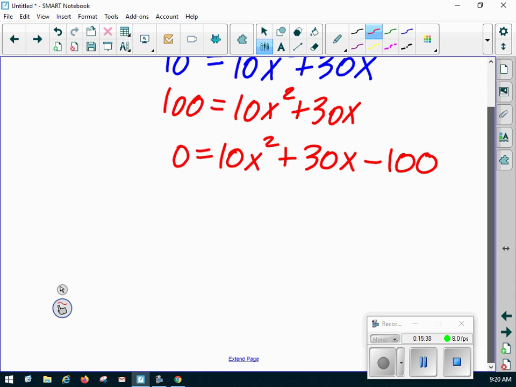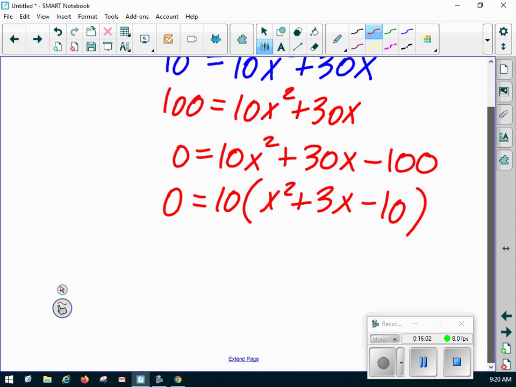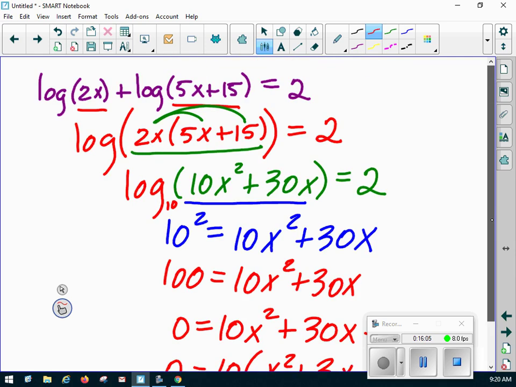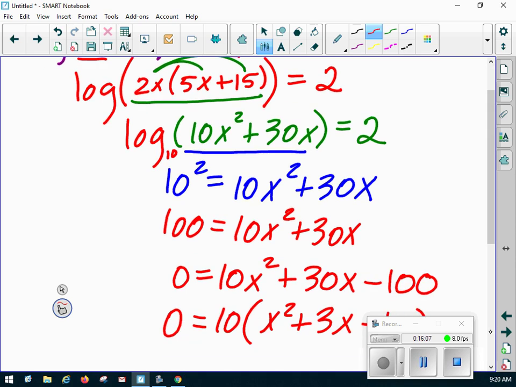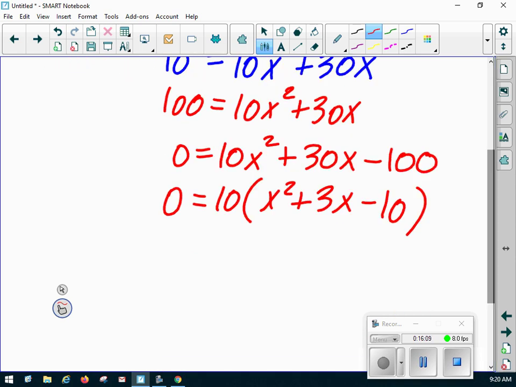I loved factoring. What's the first thing you look for when you factor? Greatest common factor. There's a 10. So 10 times x squared plus 3x minus 10.